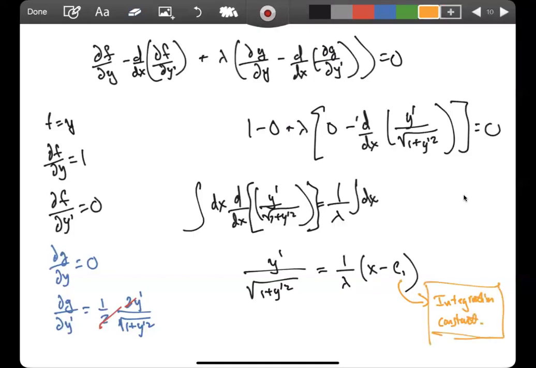Beautiful. Let's keep working on this. First things first, we have to solve this for y prime. Let me move the lambda to the other side to make it a little bit easier. I'm going to multiply both sides by the square root and then square both sides. Now what we get is lambda squared times y prime squared is equal to 1 plus y prime squared times x minus c1 squared.